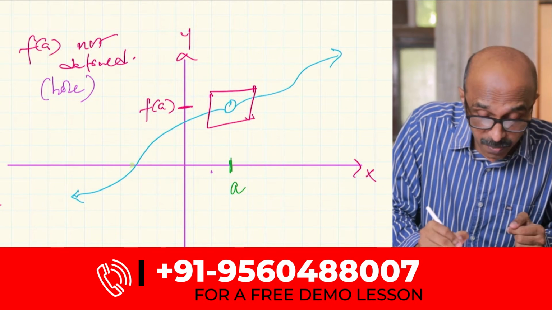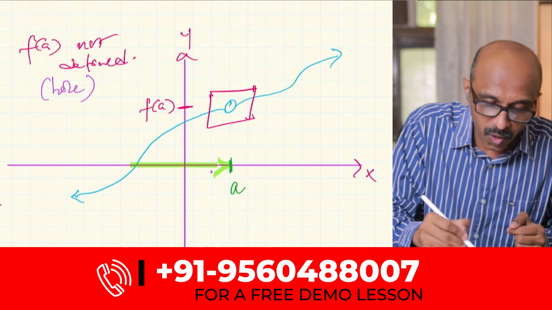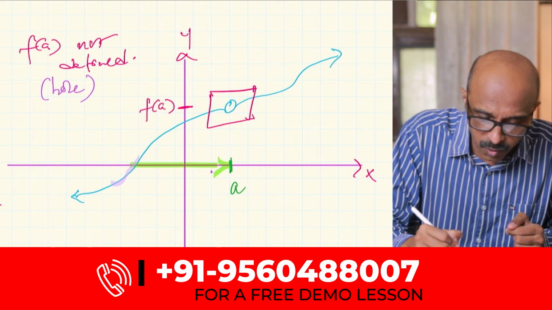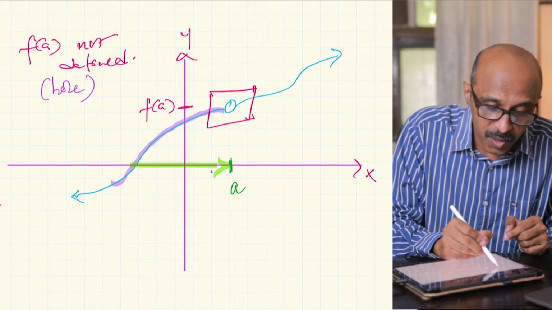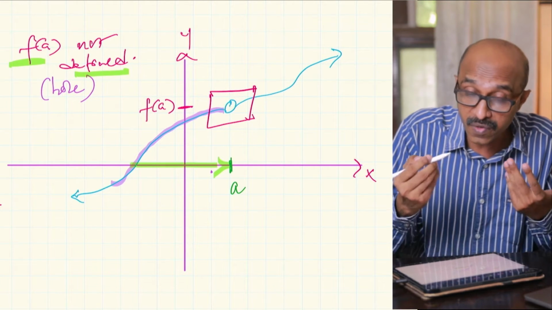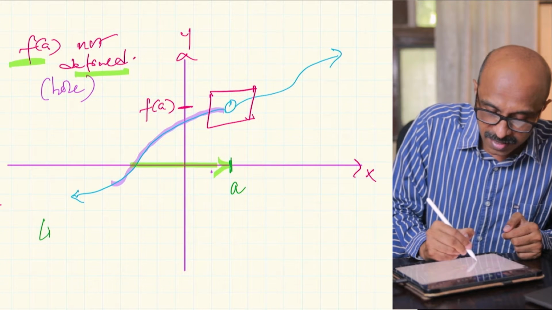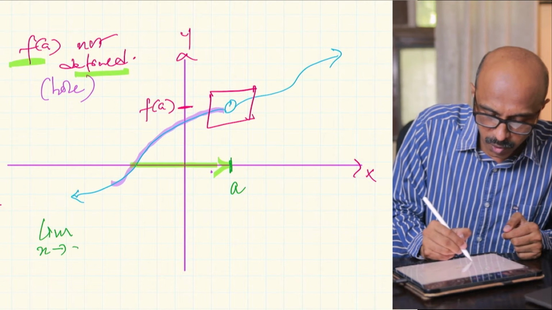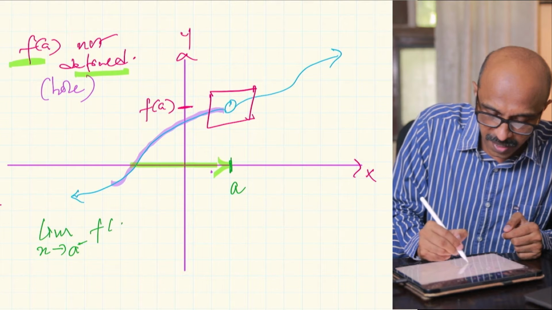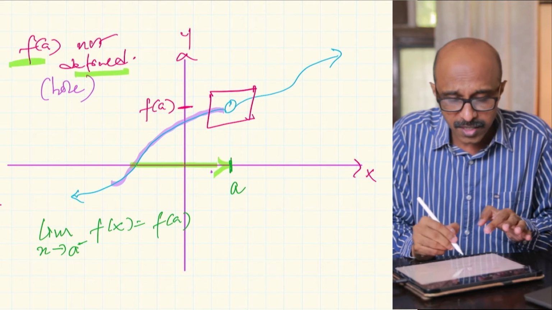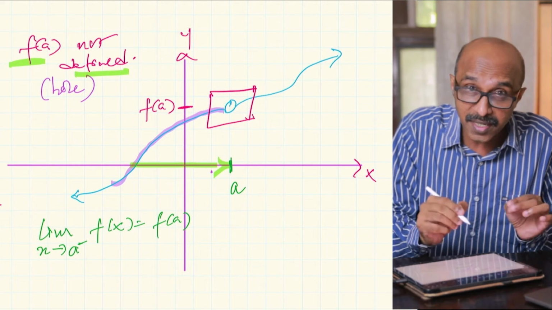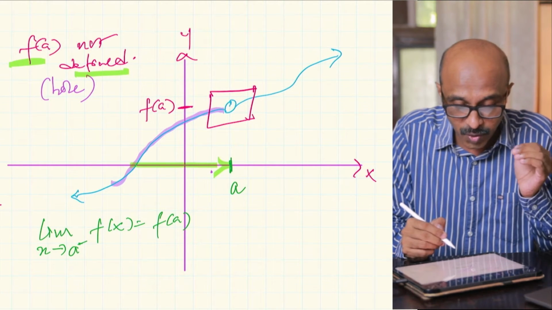So as x approaches A from the left-hand side, what's going on to the function? The function values come closer and closer to f of A, but they are not equal to f of A. Why? Because f of A is not defined, f of A is not part of the range. So we can say that the left-hand limit as x approaches A from the left-hand side, f of x is equal to f of A. The value of the limit is not equal to the value of the function. That's okay. The limit exists.